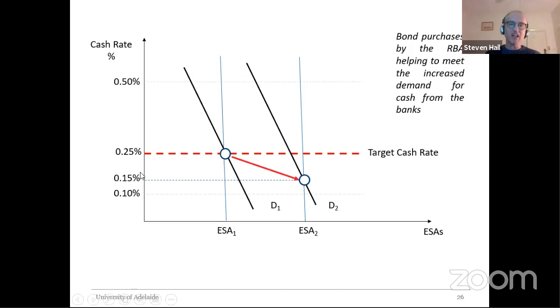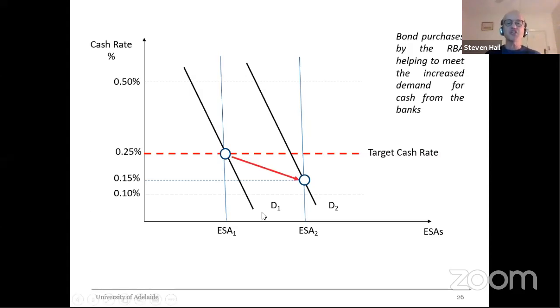Remember, they cut the target for the cash rate to 0.25%. They didn't cut the rate of interest they paid to zero. They cut it to 0.1%. Now, if previously, in order to meet the demand for exchange settlement account balances, the RBA had had to supply a level of exchange settlement account balances denoted here by ESA1, then the demand for cash in the banking system and the supply of cash in the banking system would have been equal at the target cash rate. And as I've mentioned before, all you need to do is announce a change in the target cash rate, and the actual cash rate will change in line with the target.